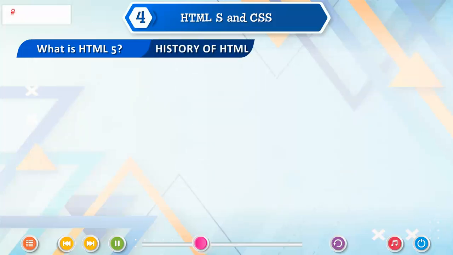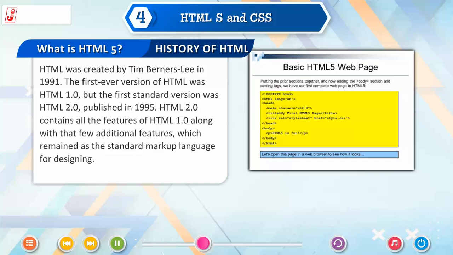History of HTML. HTML was created by Tim Berners-Lee in 1991. The first ever version of HTML was HTML 1.0. But the first standard version was HTML 2.0, published in 1995. HTML 2.0 contains all the features of HTML 1.0 along with a few additional features which remained as the standard markup language for designing.